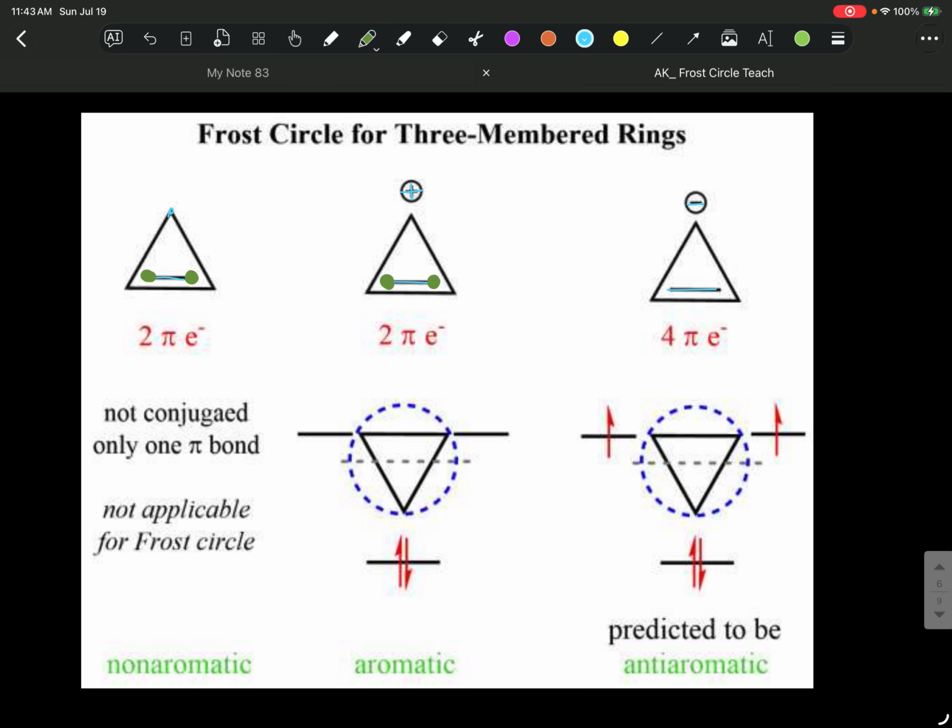the positive charge indicating that there are no electrons. It's an empty p orbital. And then we have the third one with 2 electrons here and another 2 electrons in the negative charge, making it 4 on that one.